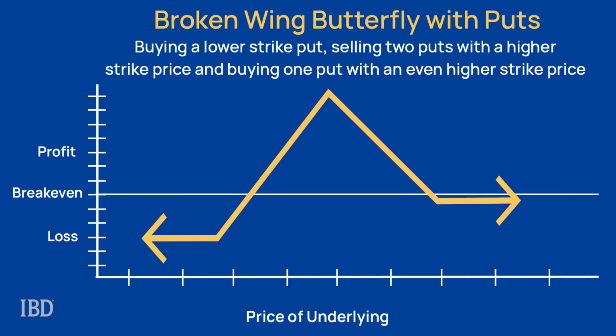A broken wing butterfly with put options is created when an investor sells two puts at a given strike price, then buys one lower strike put and one higher strike put relative to the two short puts. The lower strike put is going to be further away from the short puts than the higher strike put. Each put in this setup will use the same underlying security, the same expiration date, and different strike prices except for the two short puts, which will have the same strike.